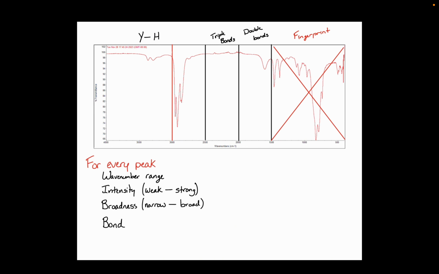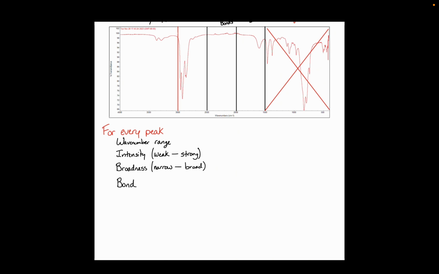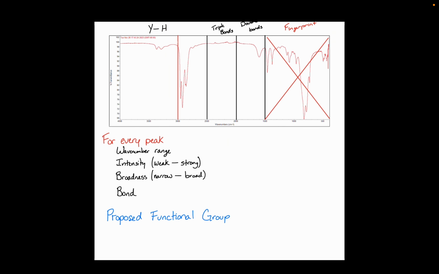If you want to do it directly on the graph, that's perfectly fine since these are taped into your lab notebook. But this is what I need to see. And then at the end, when you're all done, you're also going to give your proposed functional group, a functional group that would correspond to this spectrum. That's at the end of the day what we can determine from our IR.